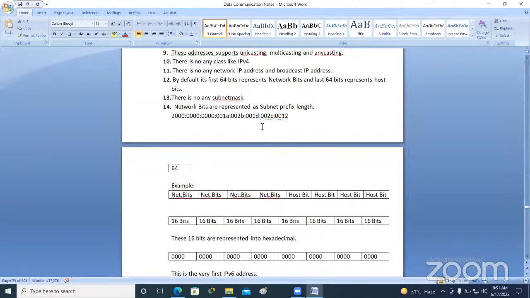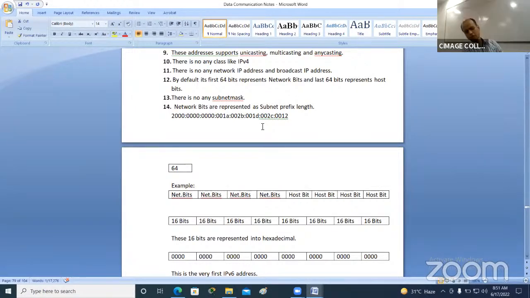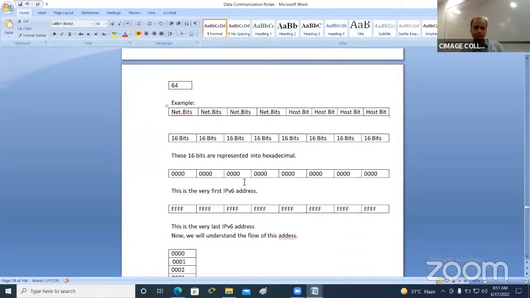Yes, sir. Now, just see the format of IPv6. In the case of IPv6, there are a total of 128 bits, and these bits are divided into 8 groups. In these 8 groups, the first 4 groups are used to represent network bits, and the last 4 groups are used to represent host bits. Fine. And in every group, there are 16 bits.